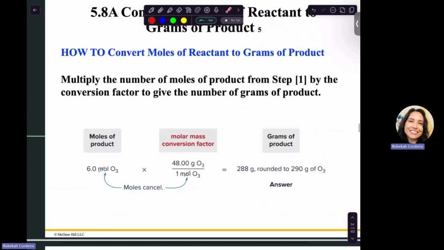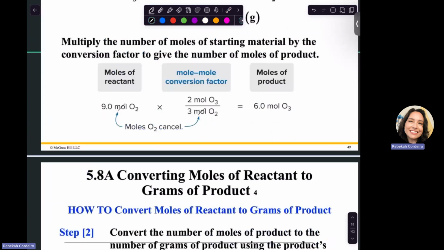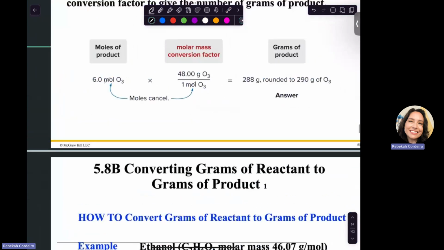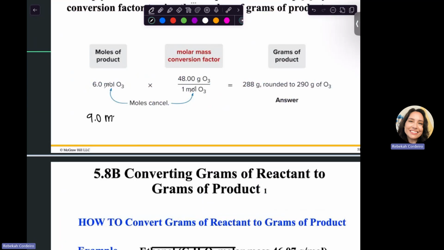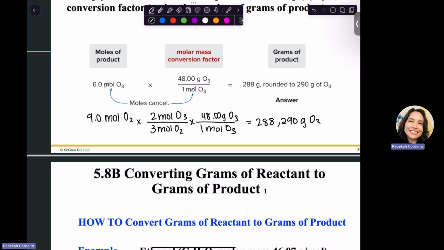I want to show you what I would do for this. I would actually do it all at once. So I would do 9 moles O2 for every 2 mole O2. Actually, that's a 3, isn't it? 3 mole O2, I get 2 mole O3. And then I would say 1 mole O3, 48 grams O3. And then I would still get 288 or 290 grams of O3 if we're rounding for sig figs. So you get the same thing.